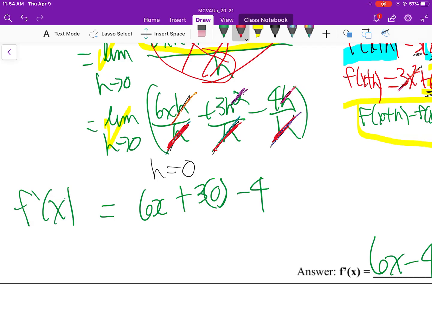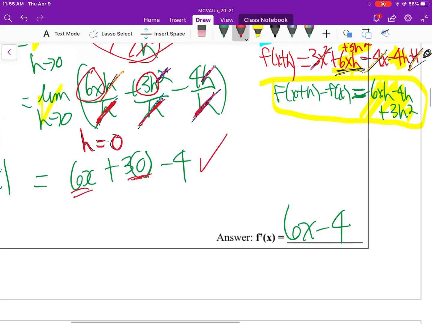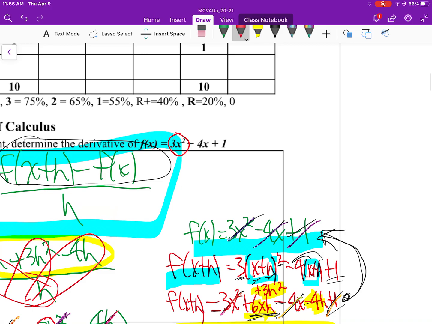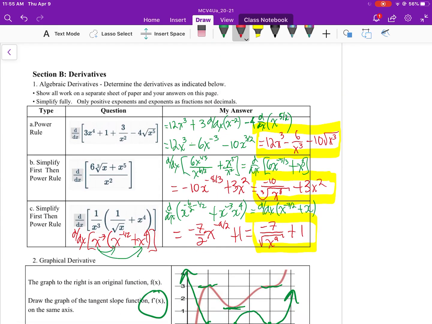So now I don't need to have a limit that approaches 0. I can actually get to 0. So we write h equals 0. And I'm left with 6x, 3h, where h is 0, and then subtract 4. Okay, so that's done. Then I write the simplified form there, 6x minus 4, which you probably know based on the rules that you've learned. The derivative of 3x squared is 6x. The derivative of minus 4x is minus 4. So we've got our answer there. Okay, next one is derivative rules.